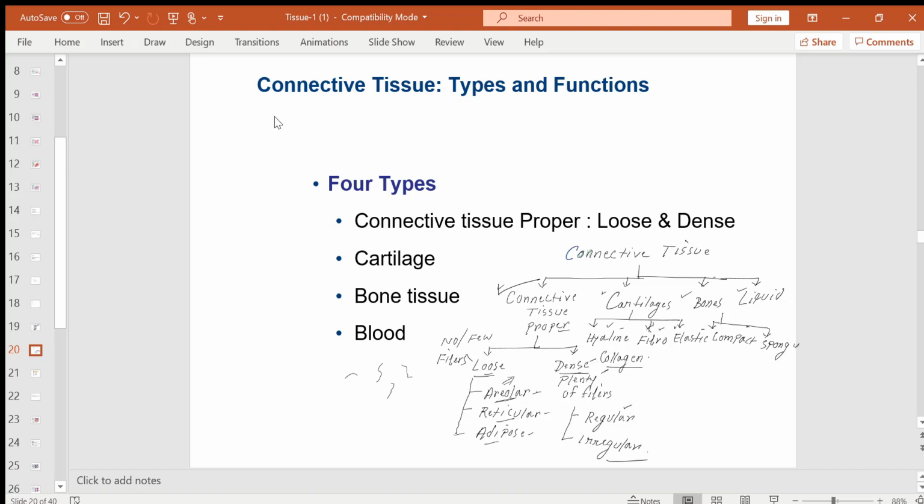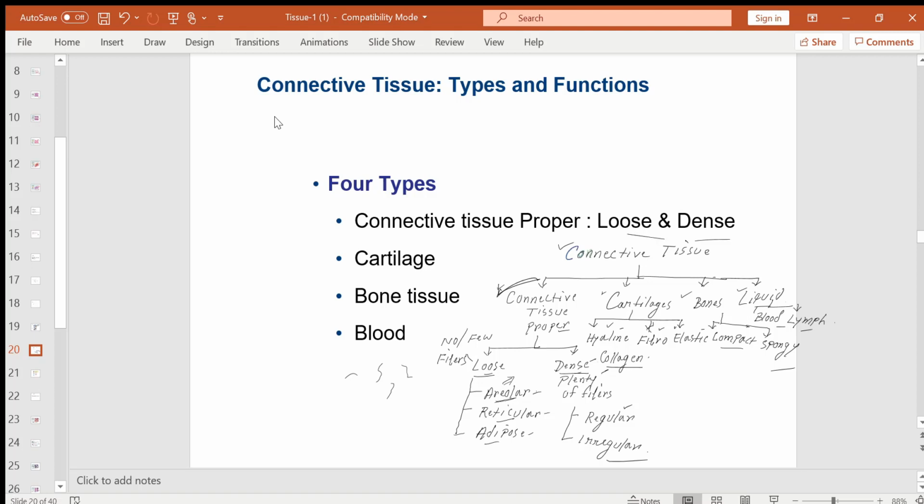Liquid type of connective tissue includes the blood and the fluid in the lymphatic system called the lymph. So both are liquid and they belong to the connective tissue. So this is the whole classification of the connective tissue. If you just remember this, it will be very easy for you to follow. Here you see connective tissue proper, loose and dense, right? We have shown here.